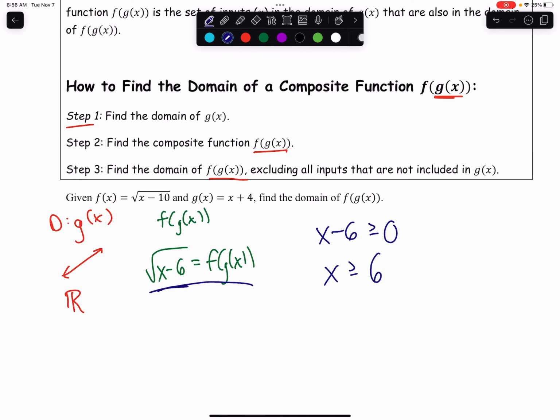And let's just make sure, before we circle that as our answer, that our domain of g of x was all real numbers, so it's not restricting us at all, other than x has to be greater than or equal to 6. So that is our domain of f of g of x. Let's go to the next page.